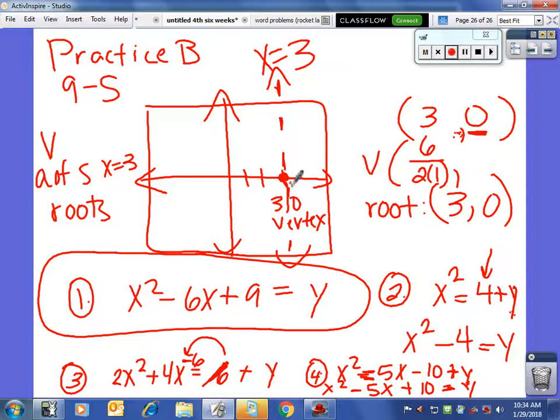So it just so happens if your vertex is on the x-axis, guys, then that's also your one and only root. So I just wrote it twice. Once so I know that you know that's the vertex, and I also label it as my root because it's my one and only root.